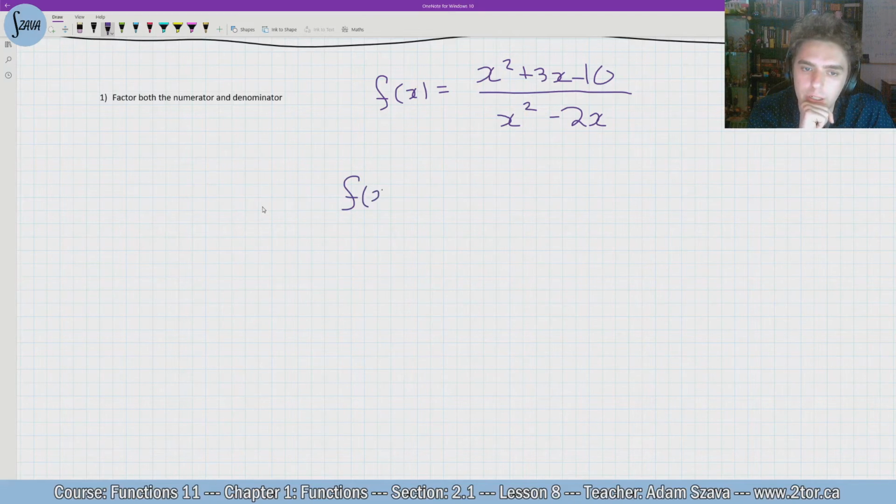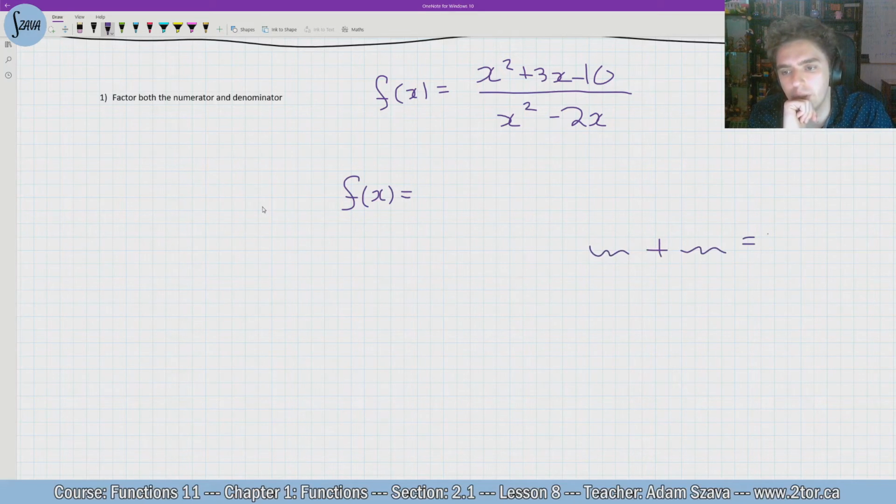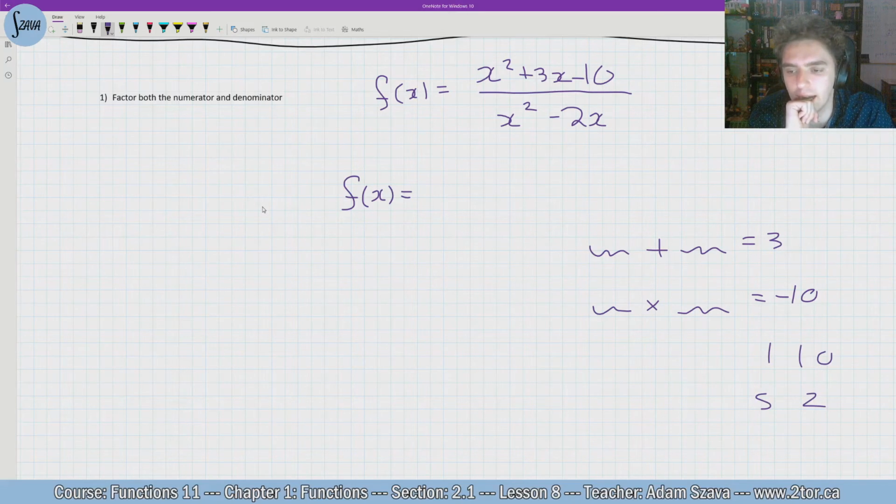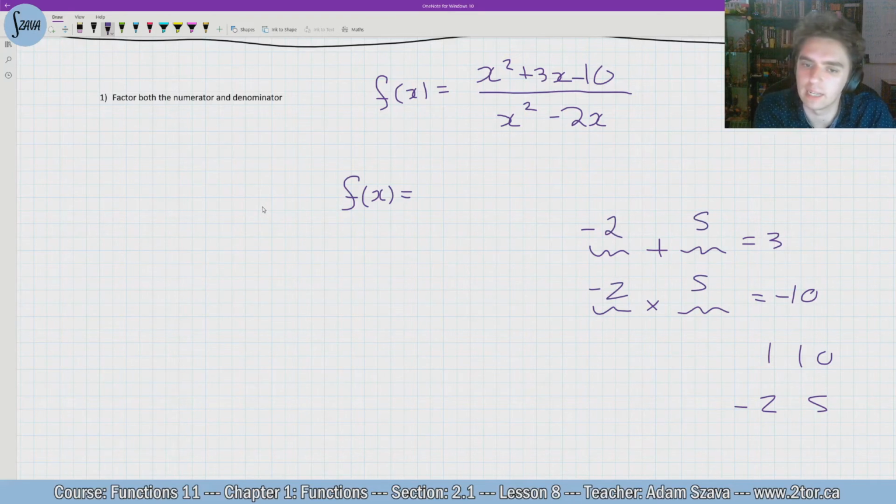So our new function f of x is going to be the factored numerator. I'm looking for 2 numbers that add to 3 and multiply to -10. Well, how do we get -10? 1 times 10, no, 5 times 2. That's almost 10, but I want to get 3. So 5 minus 2 would give me 3, and 5 times -2 would give me -10. So the answer is -2 and 5. When I add them, I get 3. When I multiply them, I get -10.